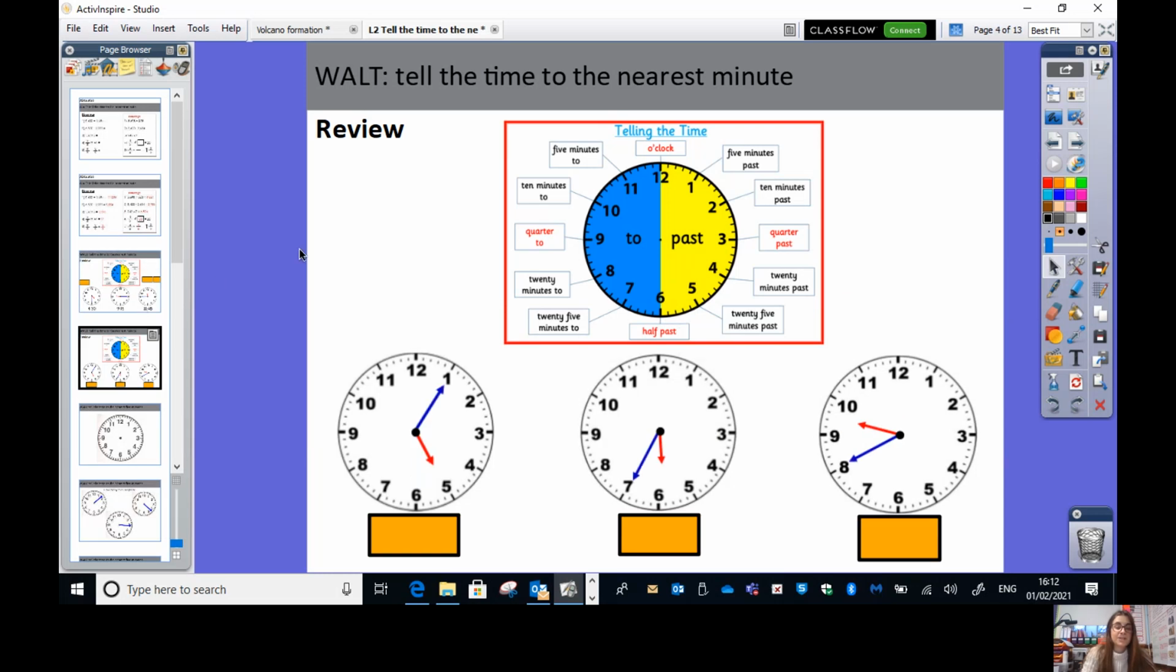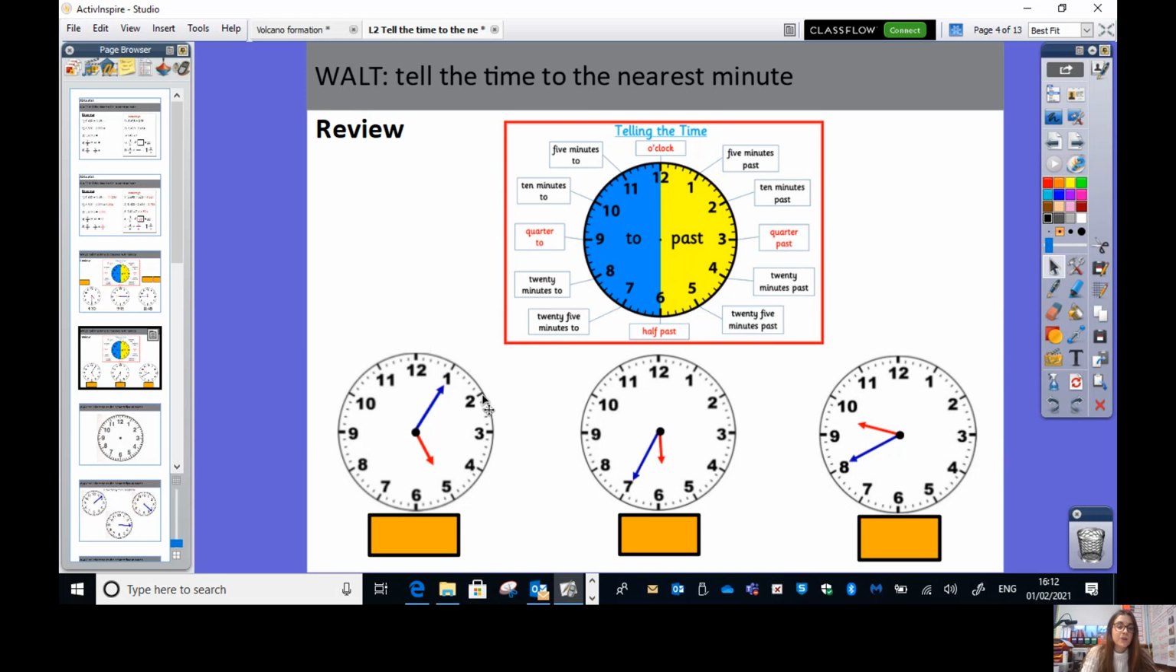So coming on to these clocks now. These clocks are showing times to the nearest 5 minutes. So let's quickly recap with the first one. The longer minute hand is pointing at the 1. Now the 1 does not mean it is 1 minute past. The 1 indicates that it is the first main number on my clock.